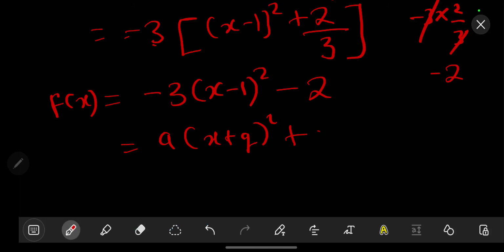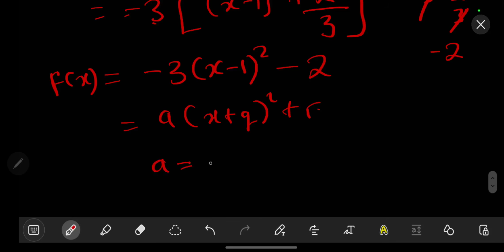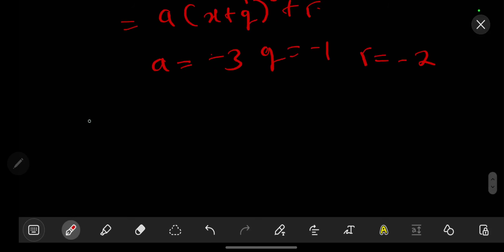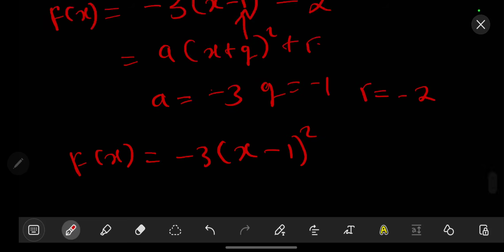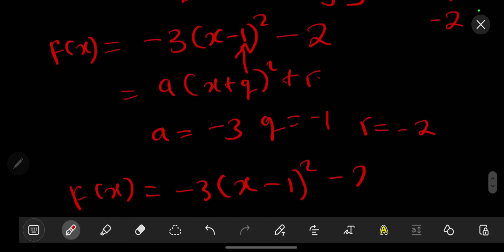So this means that our a is equal to negative 3. We are just comparing them. q is equal to negative 1 and r is equal to negative 2 like that. So now after doing this, you are going to be able to graph using the converted vertex form, which is equal to negative 3 (x minus 1) squared, then we have minus 2.